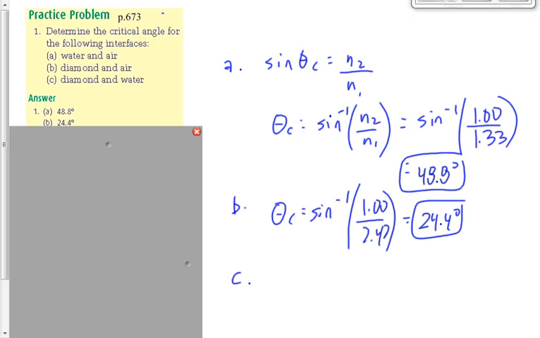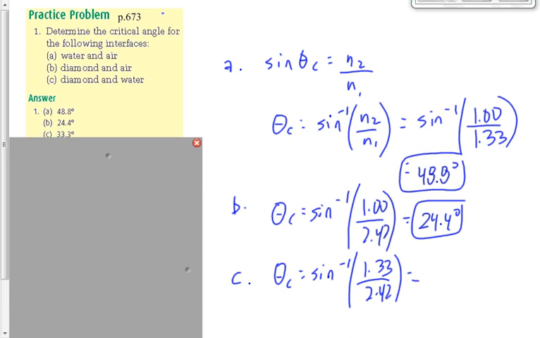Finally, the third one, diamond and water. Theta c is equal to the inverse sine. We know we're going from diamond to water, high to low index of refraction. This one is going to be 1.33 over 2.42. When I do the math on that one, I should get 33.3 degrees. Take a look at all three of these angles.